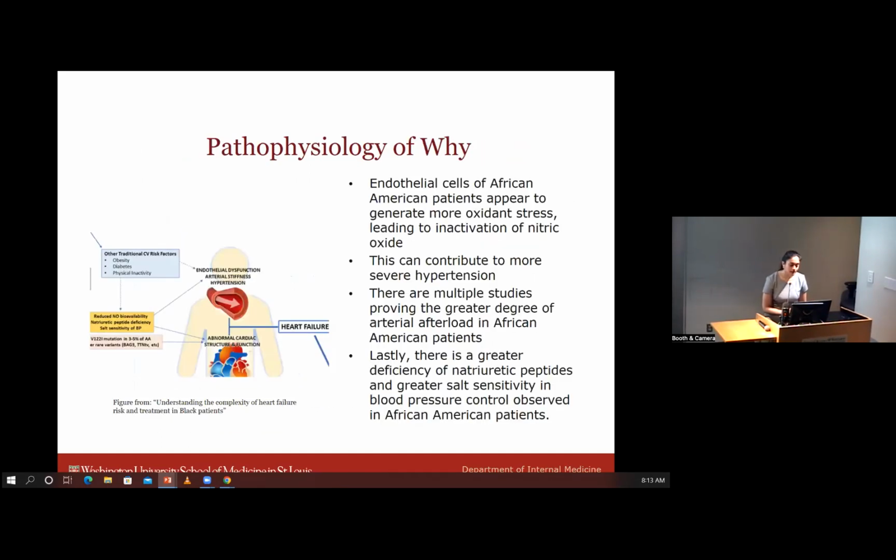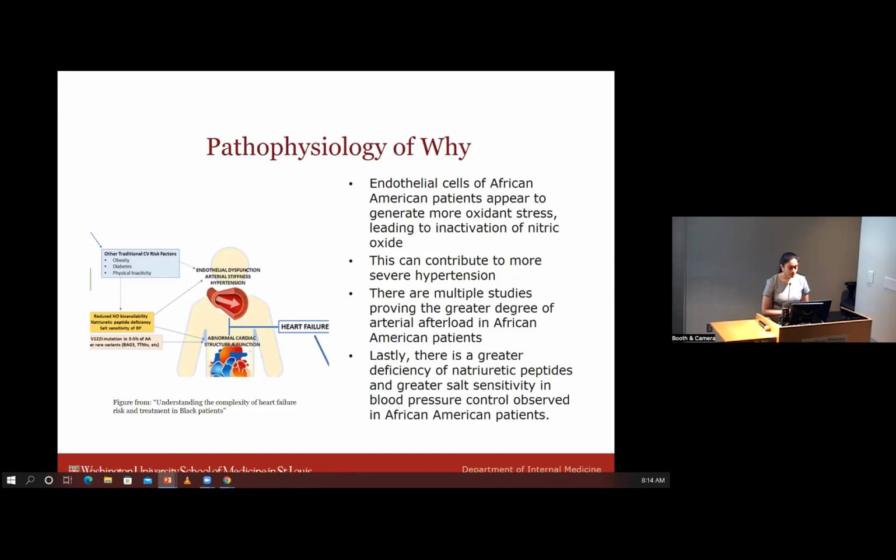So, the pathophysiology of why. Multiple prior studies have shown that African Americans have impaired endothelium-dependent vasodilation compared to Caucasians. Endothelial cells of African Americans generate more oxidant stress and appear to lead to enhanced inactivation of nitric oxide. This can contribute to more severe hypertension. In the Atherosclerosis Risk in Communities study, it was shown that there was a greater degree of arterial afterload in the African American population compared with Caucasians. This was measured as higher systemic vascular resistance.